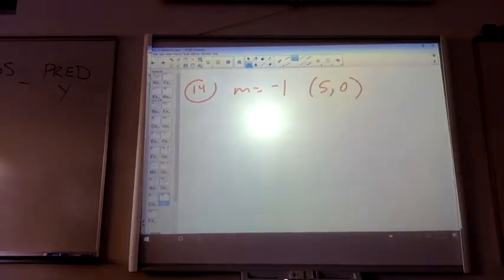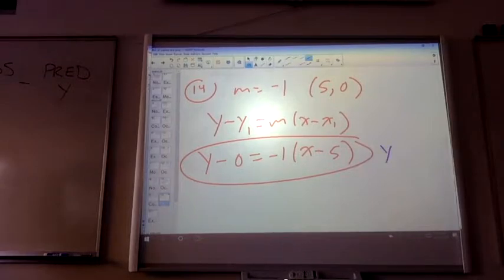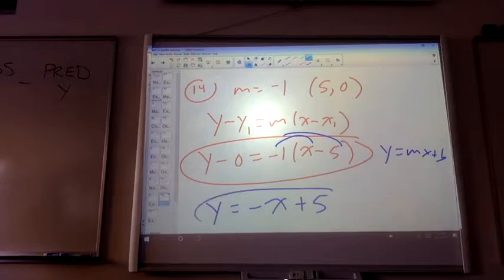Write the equation of the line passing through the given points. Use point slope form to set the equation and then convert it to slope intercept form. Okay, so point slope form is this. So y minus 0 equals -1, x minus 5. Is that okay? So that's my point slope form. And then if I'm going to put it as this, I'm going to distribute the -1. y minus 0 is just y. -1x or -x plus 5. There's your slope intercept.